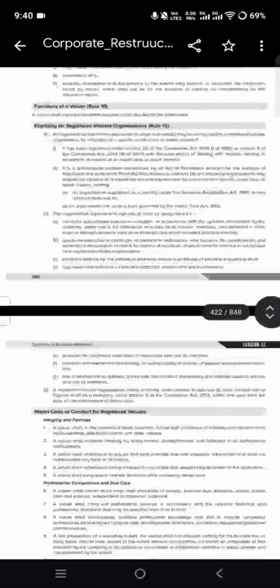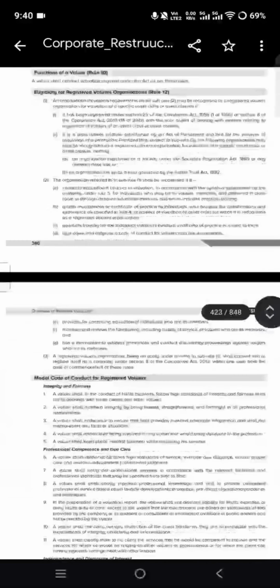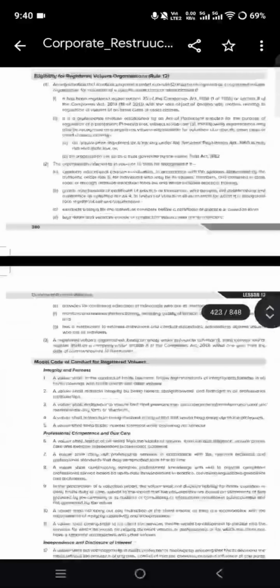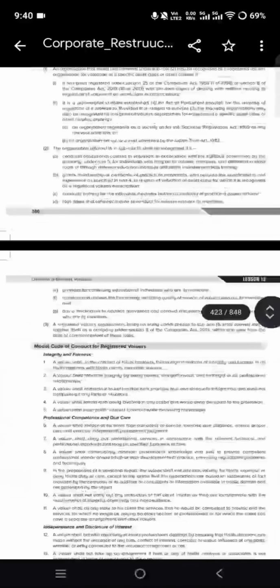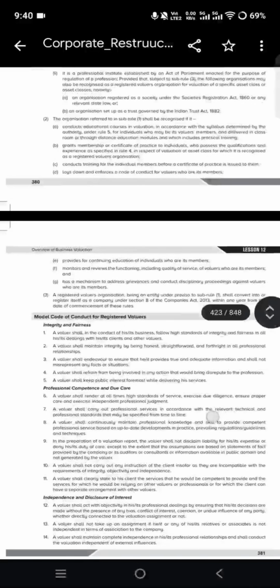All directors, I mean. In case of a partnership entity or company, the registered valuer must immediately inform the authority on the removal of a partner or director, as the case may be, who is a registered valuer, along with the detailed reason. So if any partner or director is getting removed, the reason should be given, provided the person who is getting removed is a registered valuer only. Comply with such other conditions as may be imposed by the authority.